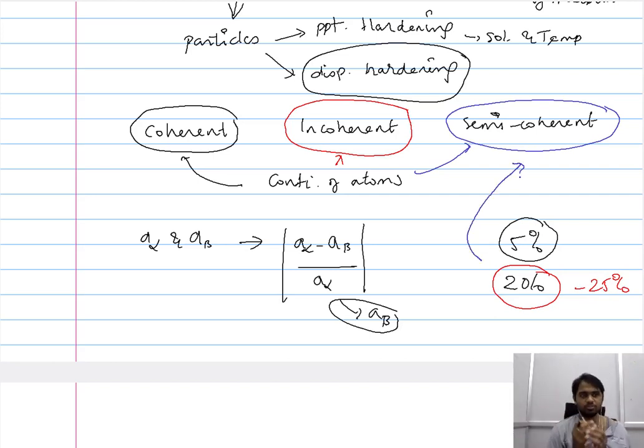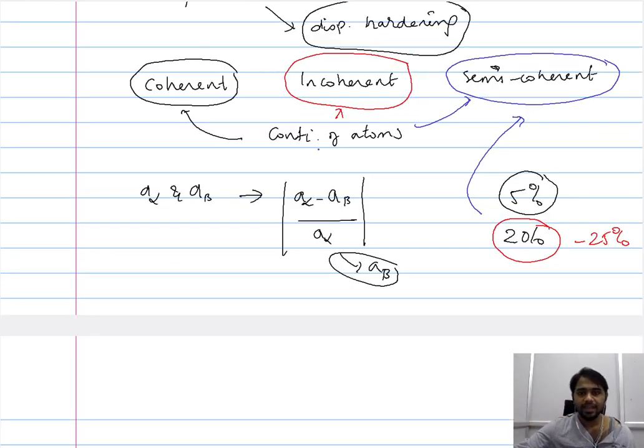So it is possible for us to quantify the coherent, incoherent and the semi-coherent interface by considering the interplanar distance. Now the reason we have quantified this is because this tells us how much of a mismatch there is between atoms in one phase with respect to the atoms in the other phase. So let us begin by considering the coherent interface.